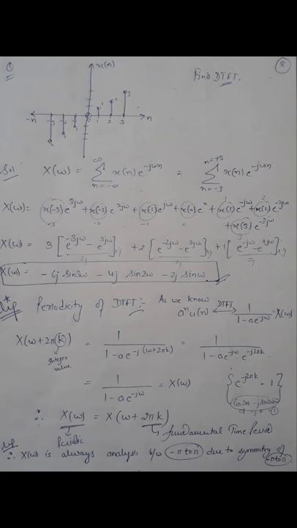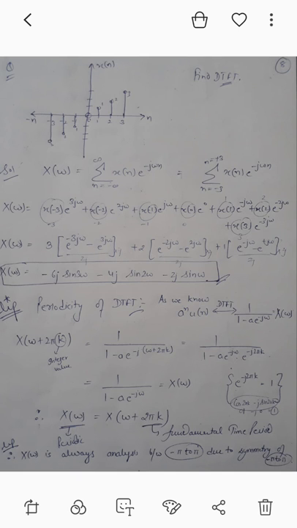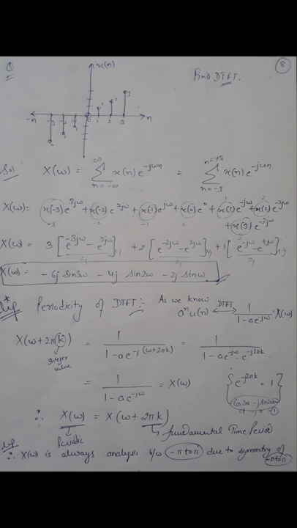Open the summation, and now we will multiply and divide by 2j, because we have minus signs inside the terms. So it will become the sine formula. We will get minus 6j sine 3 omega minus 4j sine 2 omega minus 2j sine omega. This is the DTFT of the given sawtooth waveform.